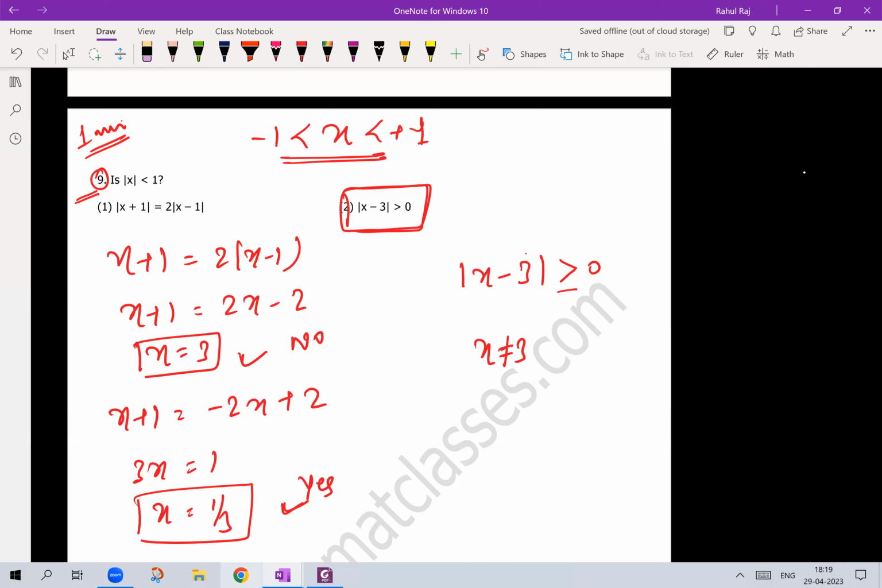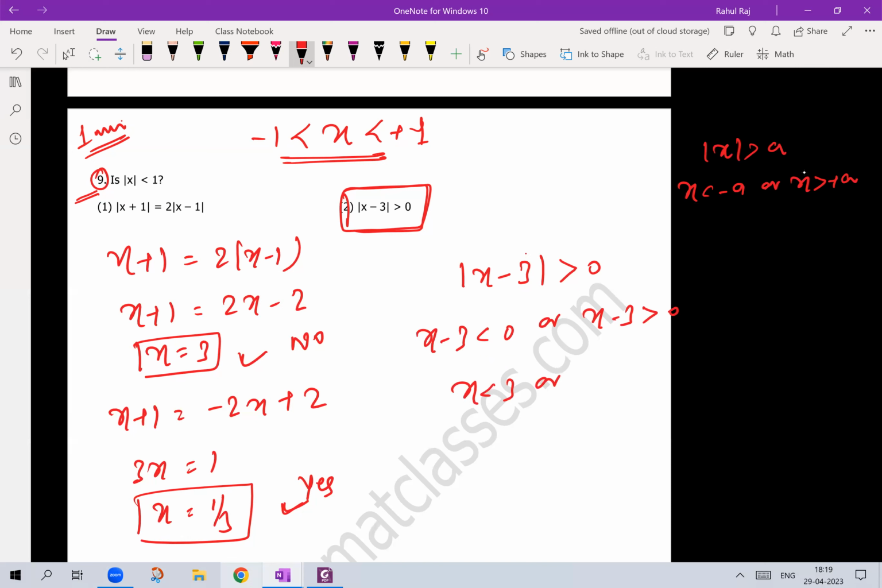And if it's a bit of a problem, then my job is to simply evaluate it, because I know mod x greater than a means x is less than negative a, or x is greater than positive a. So here I can do x minus 3 is less than negative 0, but negative 0 is 0, or x minus 3 is greater than 0. X is either less than 3 or greater than 3. It simply means x is not equal to 3, because if I put 3, the expression becomes 0. Except 3, you put any other value, -10, -100, -1000, -1 lakh, it doesn't matter at all. It is inside mod, so it comes out as a positive value, except for x is equal to 3. So option number 2 just says that x is not equal to 3. It could be anything else, so not sufficient.